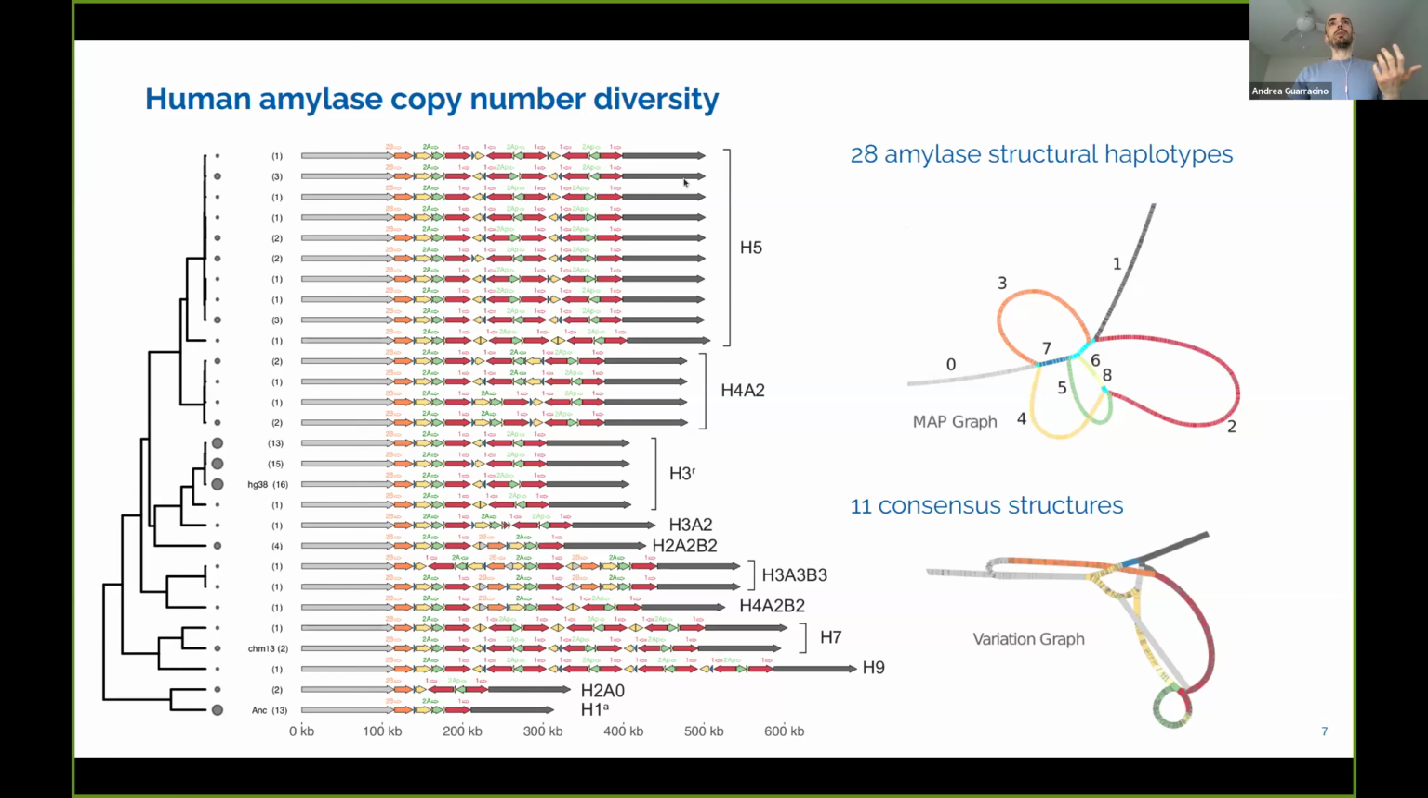For example, on the top, this H5 cluster, we have all the haplotypes that have 5 copies of AMY1, 5 copies of, 5 red arrows. H4, H2 means 4 copies of AMY1 and 2 copies of AMY2A. So the name of the cluster tells us how many copies I have of AMY1, AMY2A, AMY2B. On the bottom, you can see the ancestral state with 1 copy of each of these 3 kinds of genes.